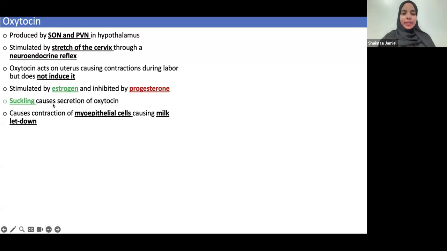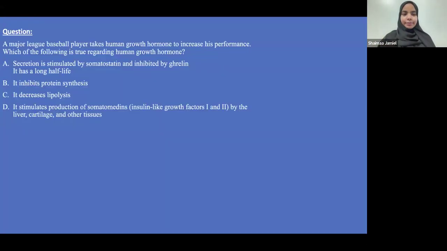Again, as we said, suckling causes increased secretion of oxytocin. And oxytocin in the breasts, it causes the contraction of myoepithelial cells that causes the milk to be ejected. So it does not produce the milk, but it causes the milk letdown reflex. So yeah, that's basically it for oxytocin.